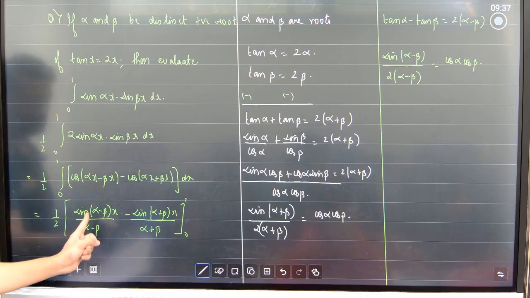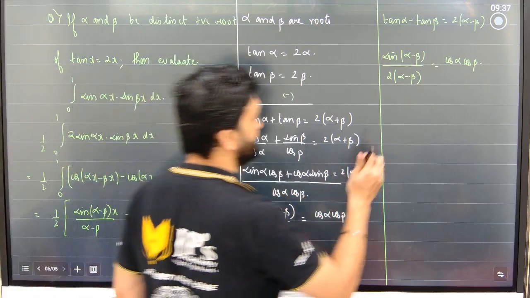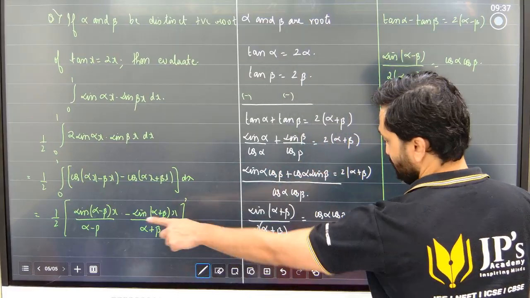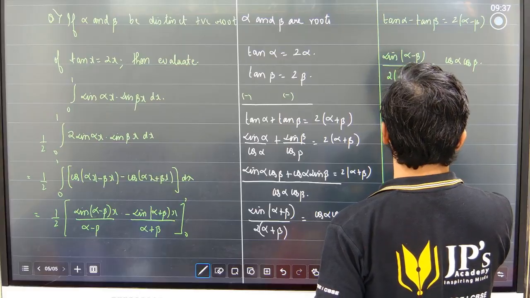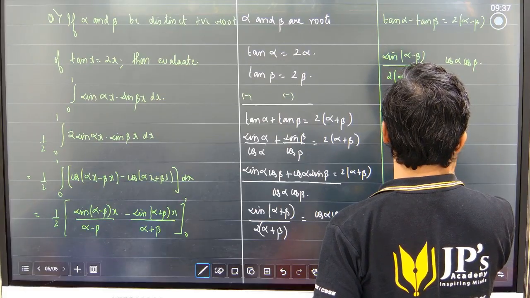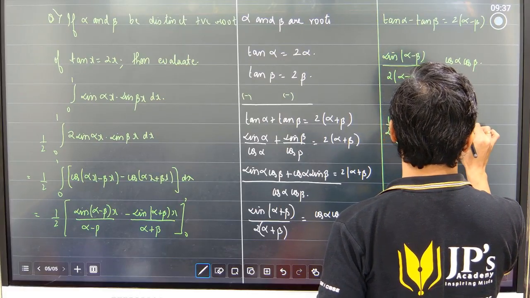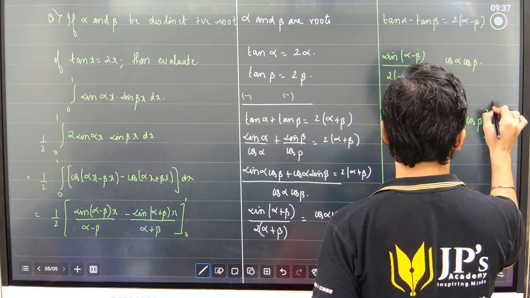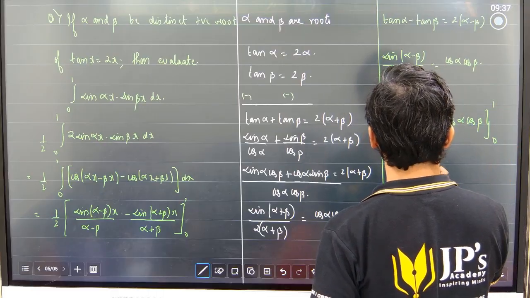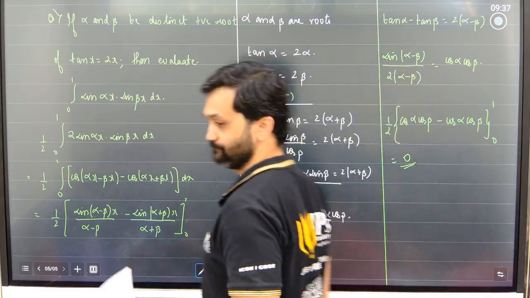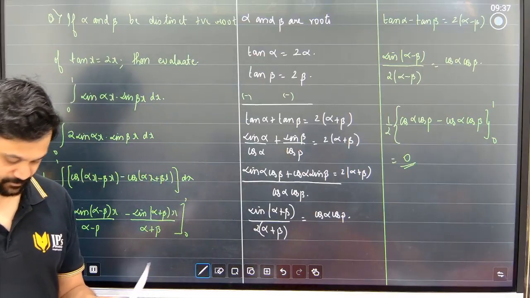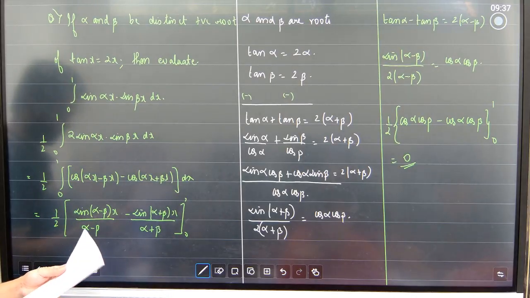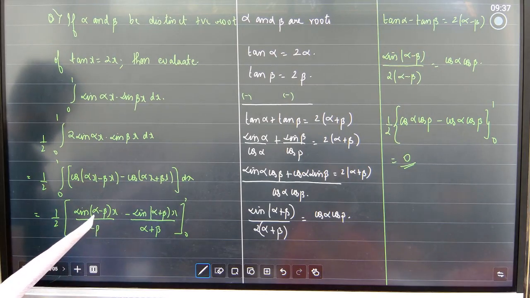And now if I substitute the value, this will become therefore half into cos alpha cos beta minus cos alpha cos beta from 0 to 1, and the answer is 0. I have got the answer 0 because it cancels everything out.